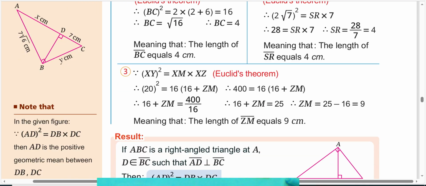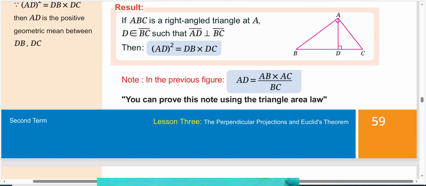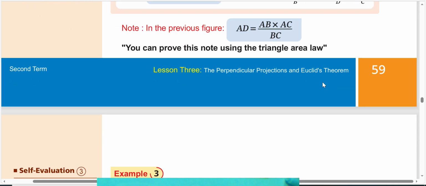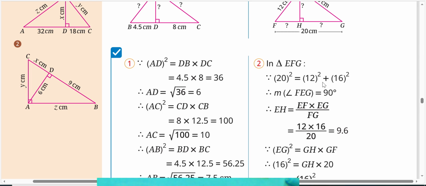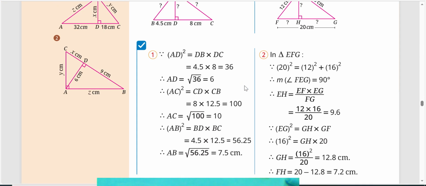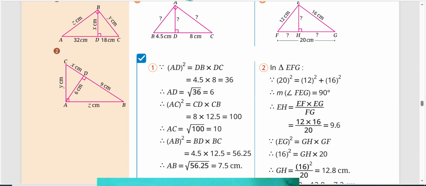You can read this example by yourself. We have also another relation here. If you want ED, equal first conjunct times second conjunct, ED power 2 equal BD times DC, and ED from area of triangle, ED equals the product between two sides divided by the length of DC, the hypotenuse. Example number 3, you can read the example, okay? You can read all the solution to understand. Then I will solve with you.